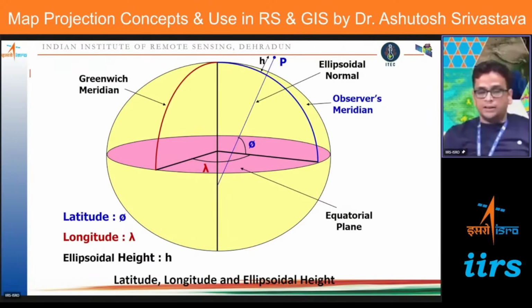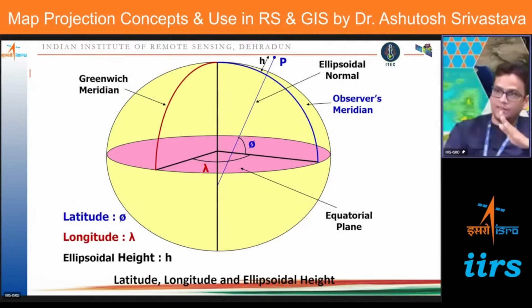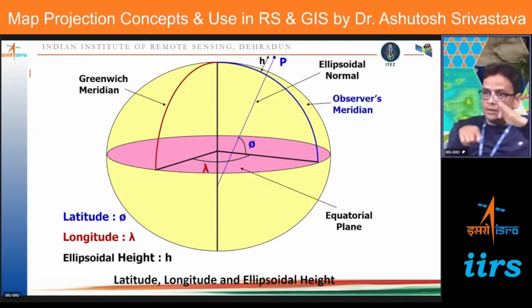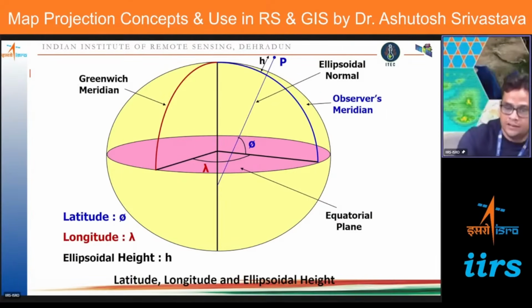Okay, similarly, the equatorial plane, and then from there, the perpendicular angle, the angle of the ellipsoidal normal. That's a normal, the perpendicular you have basically drawn to the Earth's surface. That angle between the equator and the ellipsoidal normal is basically called the latitude. And the perpendicular height from the surface of the earth to the point P is called the ellipsoidal height.